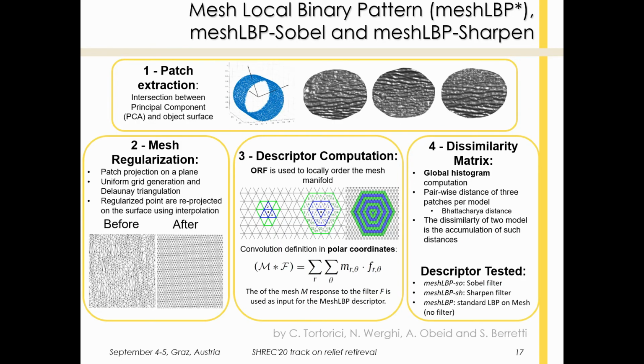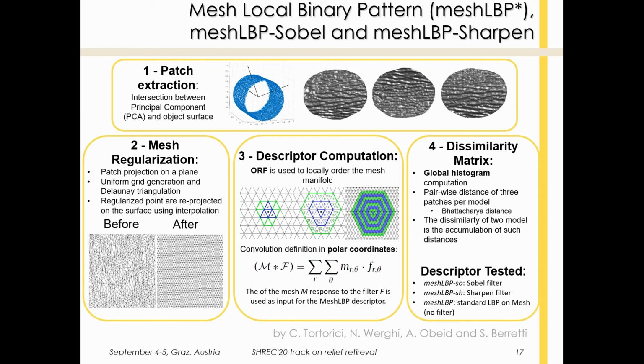This method is an application of the well-known mesh local binary pattern, and it works in 4 steps. First, up to 6 patches are extracted from the object surface, obtained by intersecting the mesh surface with the three eigenvectors of the covariance matrix centered at the center of mass of the object. Then, the tessellation of the mesh is regularized by projection. After this operation, the descriptor is computed. This operator allows for the computation of convolution-like operations locally and directly on the mesh. Finally, the dissimilarity metric based on the descriptor applied is computed.